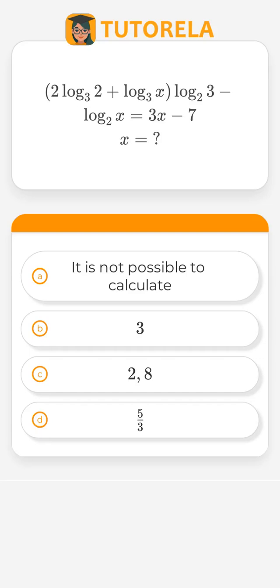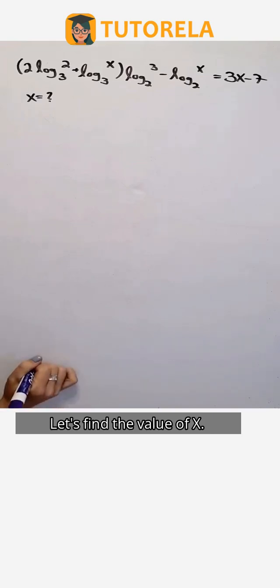The quantity 2 log base 3 of 2 plus log base 3 of x, multiplied by log base 2 of 3, minus log base 2 of x equals 3x minus 7. x equals what? Let's find the value of x.